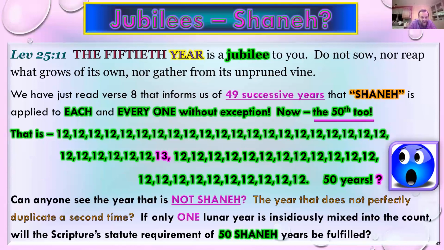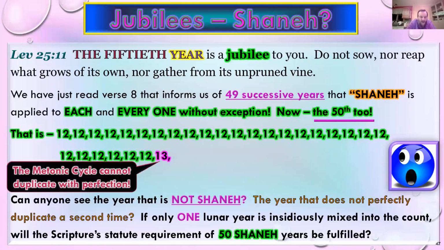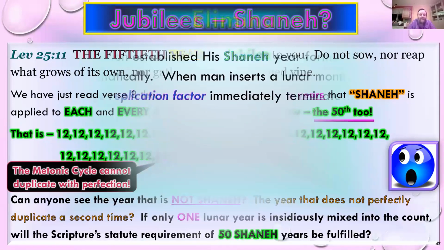Does it? Can anyone see the year that is not Shana? The year that does not perfectly duplicate a second time? If only one lunar year is insidiously mixed into the count, will the scripture's statute requirement of 50 Shana years be fulfilled? The Metonic cycle cannot duplicate with perfection. So what happened to time? When a lunar year is inserted into time, time cannot continue because it does not duplicate according to Yahuwah's command. And we're going to look at that more in a bit. Time is eliminated.